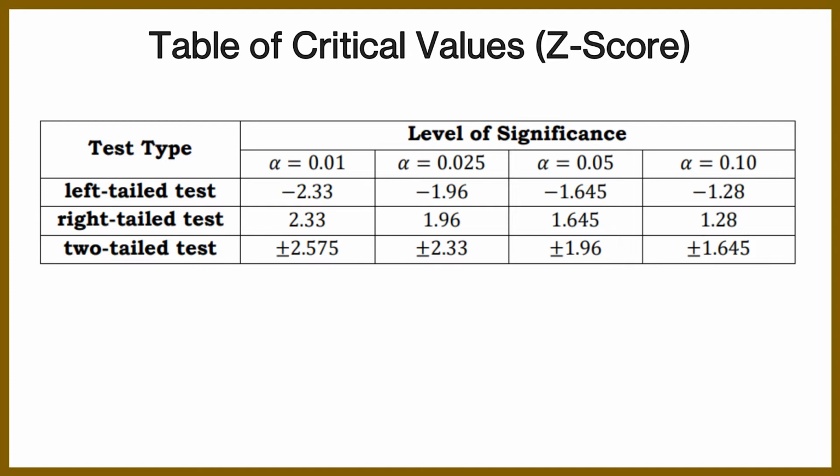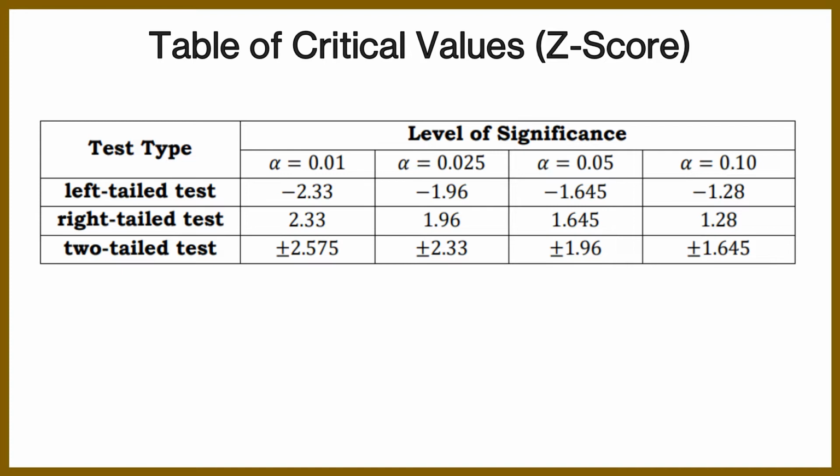Okay, so we have here the left tail test. At level of significance 0.01, our left tail test is negative 2.33. Right tail test is positive 2.33, and then the two tail test is positive or negative 2.575. Then, level of significance of 0.025. Left tail test is negative 1.96. Right tail test is positive 1.96. And two tail test is positive or negative 2.33.